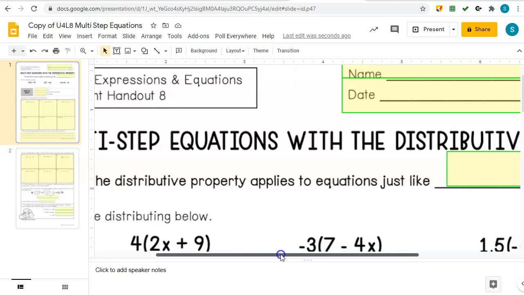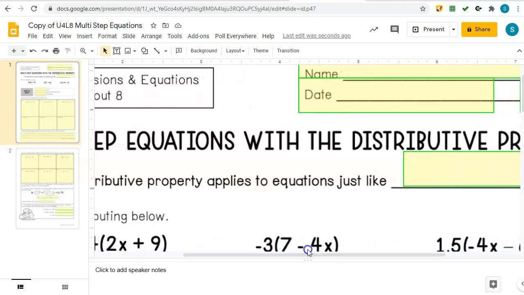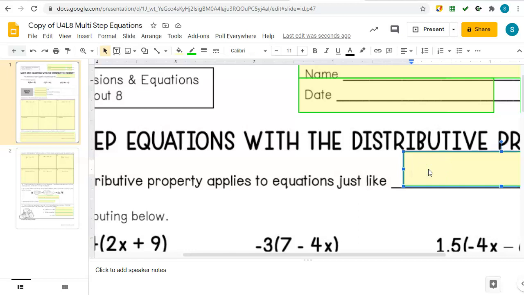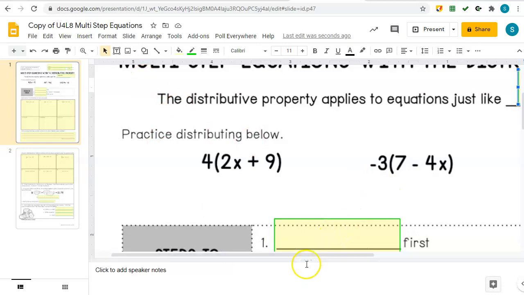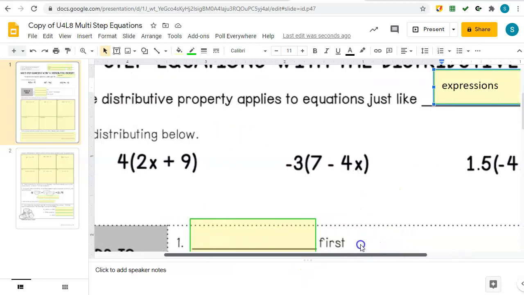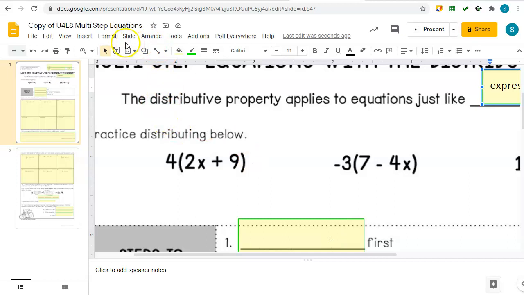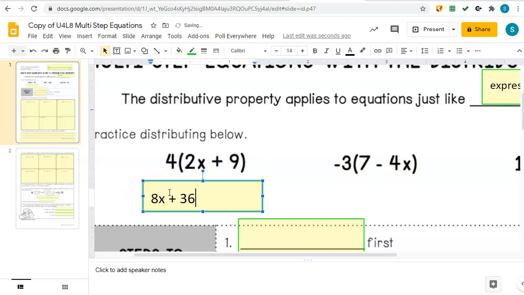Now, the distributive property applies to equations just like expressions. Really all we're doing is replacing one expression with an equivalent expression. So if we look at this first one here, I'll go ahead and distribute these three, and then we're going to talk about what they are. So if we think about our box, our 4 goes over here, our 2x goes up here, and our 9 goes up here. So 4 times 2x is 8x, and then it's going to be plus 36.